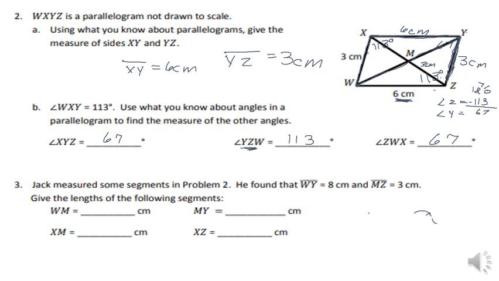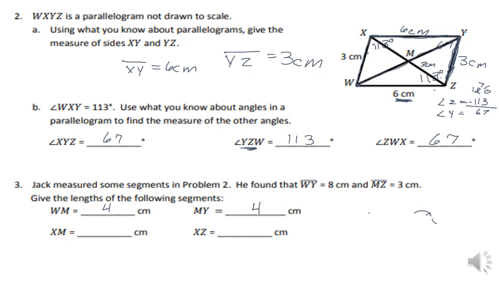Well, we can see WM is going to be half of WY. Okay, and WY was 8, so half of that would be 4 centimeters. Now MY is the other half, so that's going to be 4 centimeters because the total length of WY was equal to 8.